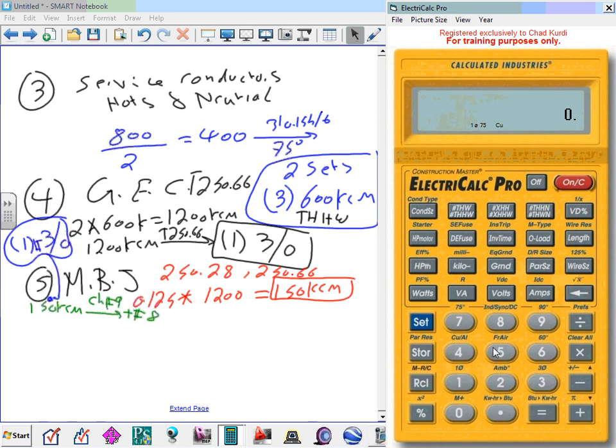Well, let's try it one more time. Here's 800 amp. I need two conductors, wire size in parallel. Let me hit here and see what that gives me. Zero. See, it sizes based on one conductor. Okay, sorry. You're on your own for the main bonding jumper.